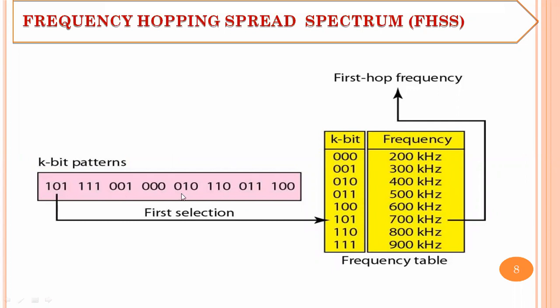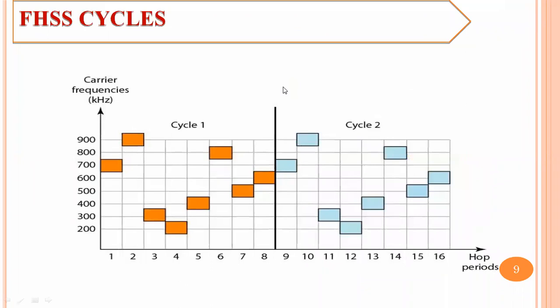So this is the first action: k bit patterns and the frequency table are being used. So k bit is 000, and for this we have 2 kilohertz. Similarly for 111 we have 900 kilohertz. So these are some cycles, and some different hopping periods are there.